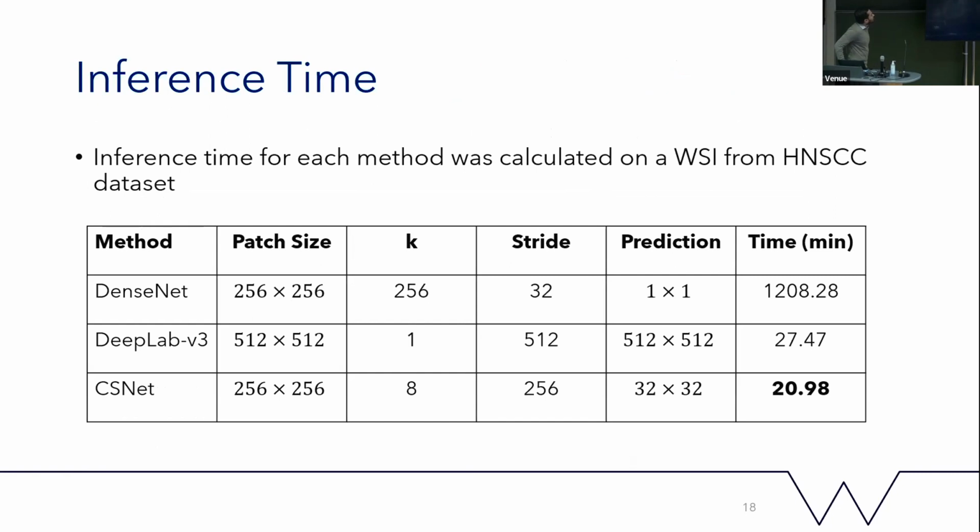So in terms of time, we can see that the patch-wise segmentation is computationally expensive. It's almost around 20 hours. For pixel-wise segmentation, we have almost 30 minutes, and for our proposed network, it's like 20 minutes. It's faster and achieves the same performance. It's less computationally expensive as well.